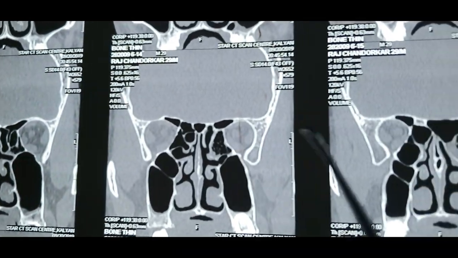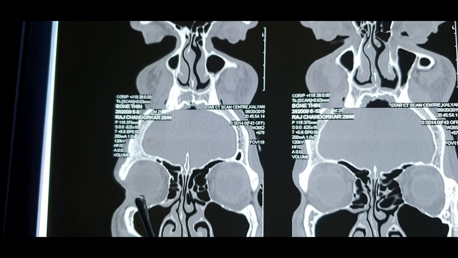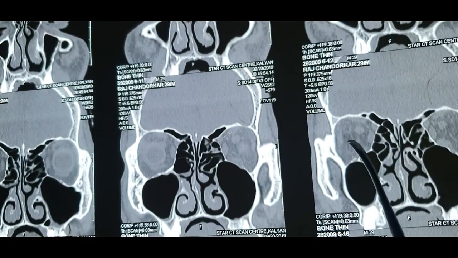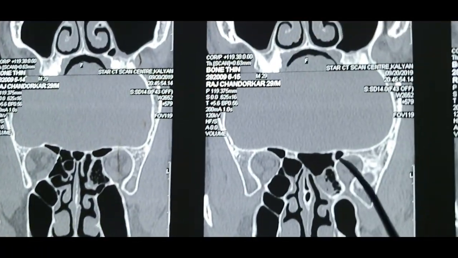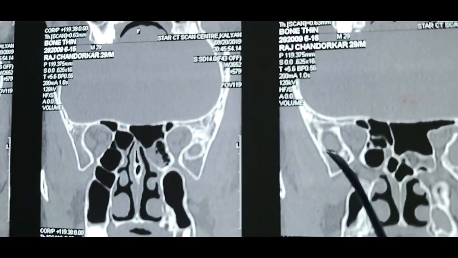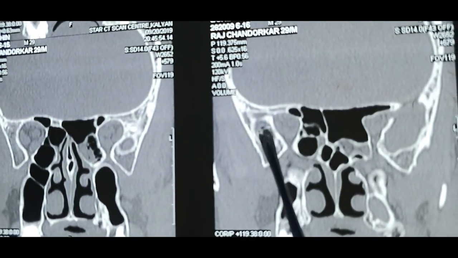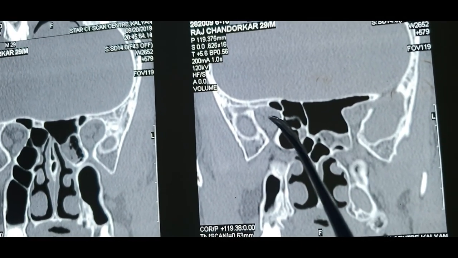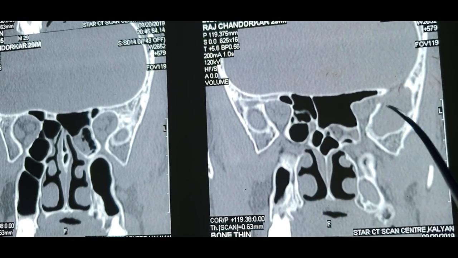This is entirely conical, and look at the size. This is huge. Anterior. Now posterior starts, becomes conical and keeps getting smaller and smaller until it reaches the orbital apex. This is the orbital apex. So this is the sphenoid sinus, and this is the orbital apex.